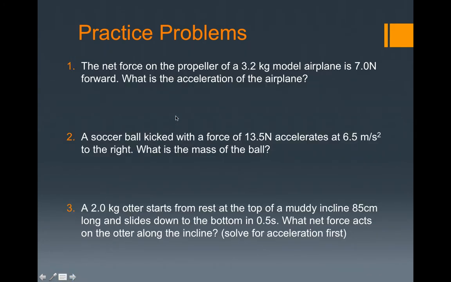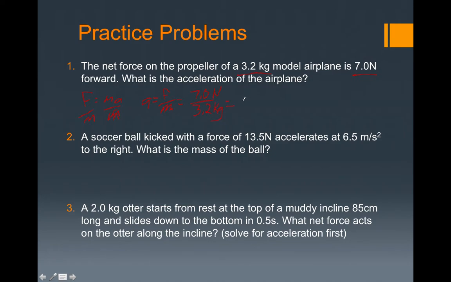Let's do the first one together. A net force on the propeller of a 3.2 kilogram model airplane is 7 newtons. What is the acceleration of the plane? So again, we're doing F equals m times a. I'm solving for a, so we divide by m. We end up with a equals F over m. We know that my force is 7.0 newtons and my mass is 3.2 kilograms.